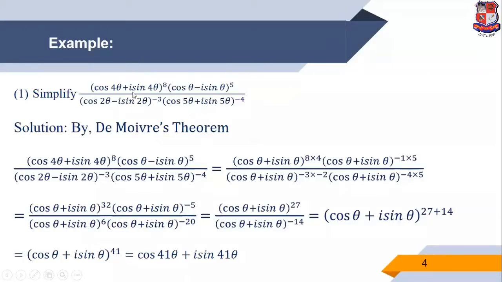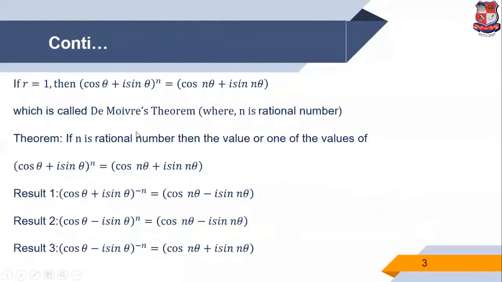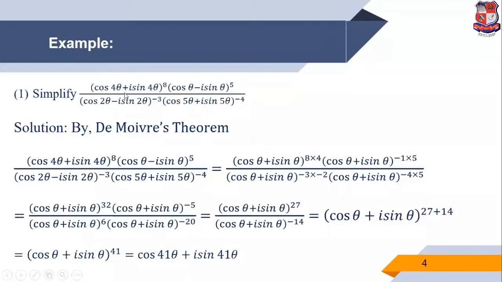So we know the formula: (cos theta + i sin theta)^n we write as cos n theta + i sin n theta, and this form is given, then we convert it into this form. So first, (cos 4 theta + i sin 4 theta)^8 will be converted into (cos theta + i sin theta)^(4 into 8), because we convert all forms into cos theta + i sin theta. So first (cos theta + i sin theta)^(8 into 4). Second, (cos theta + i sin theta)^5.